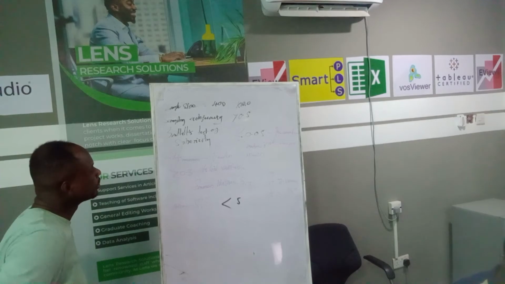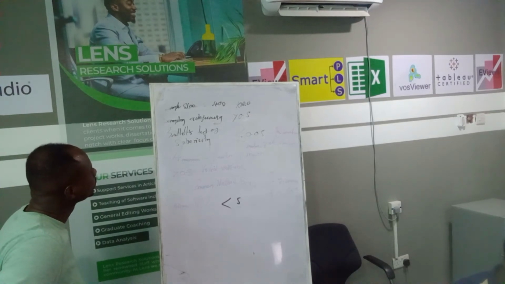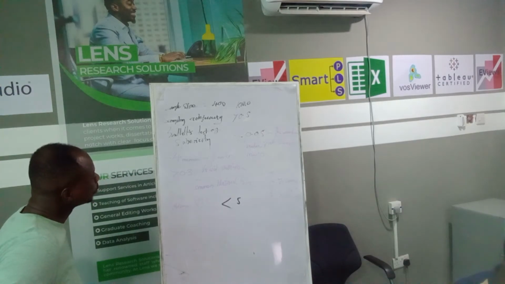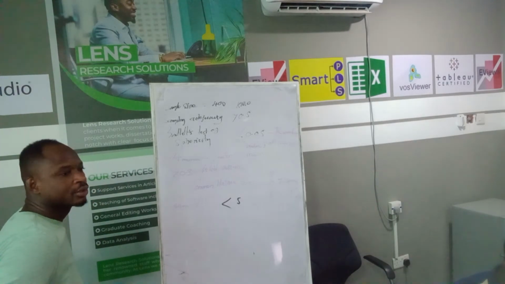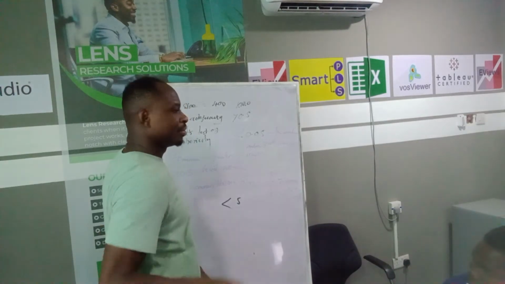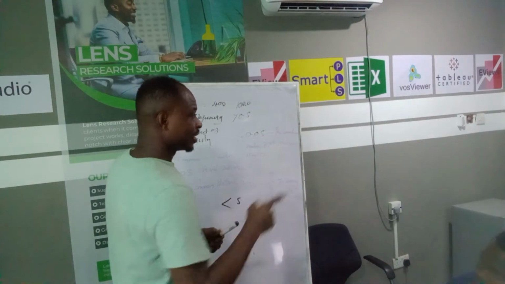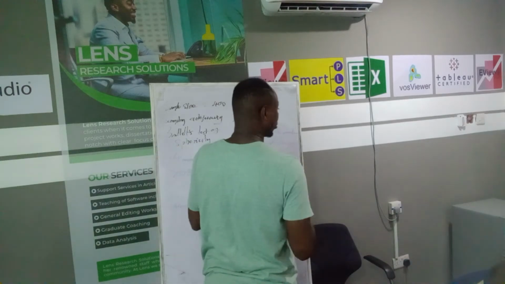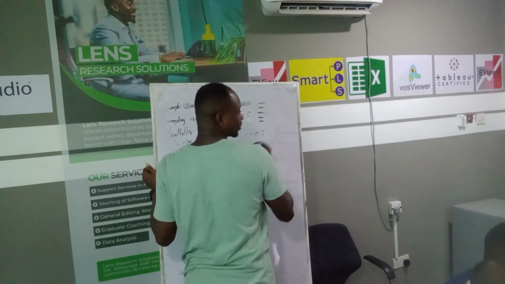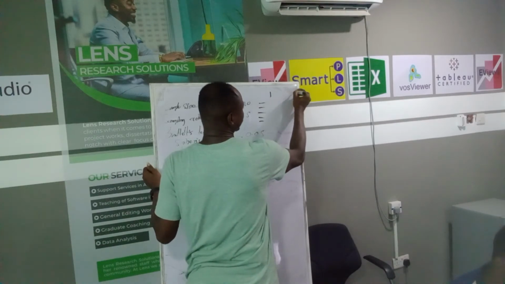There is no threat of common method bias. Okay, so let's look at what common method bias is. Remember, when you are formulating your questionnaire, for your financial performance, for instance, all the items are here, is that not it? And then you read them on 1 to what?